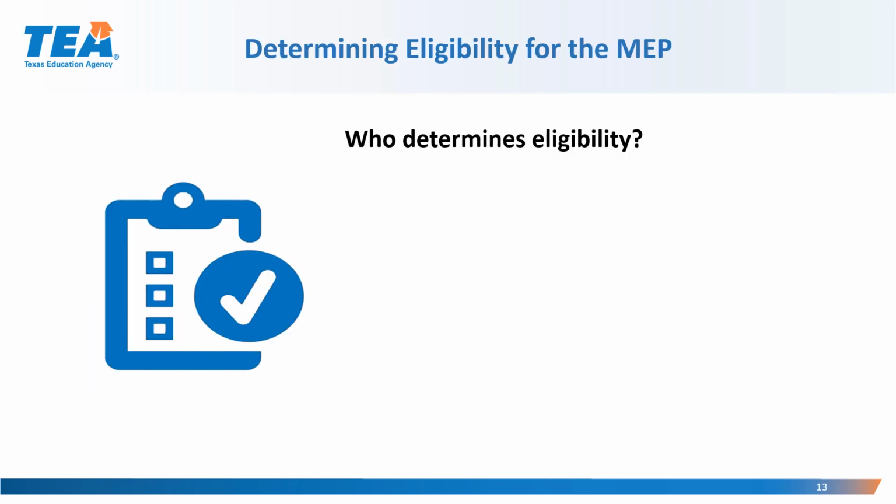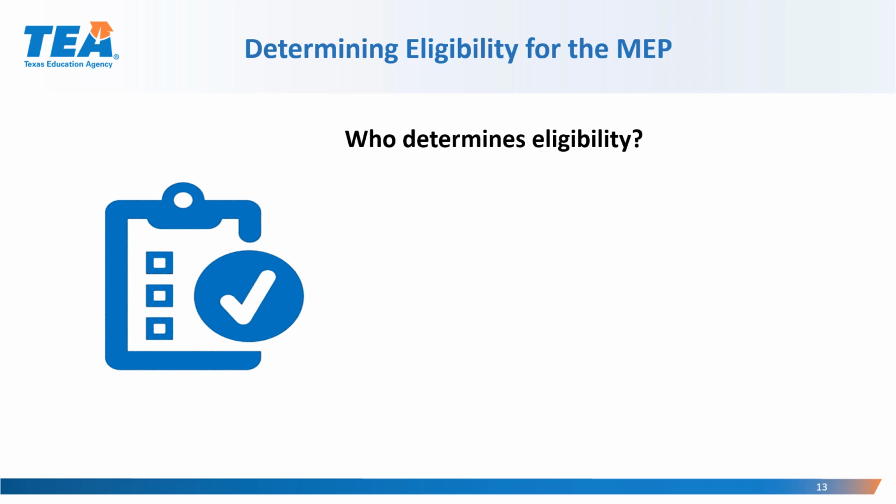Determining eligibility for the MEP. Who are the recipients of Title I Part C services? The first step needed before we begin the process of serving children with Title I Part C funds is determining who is eligible for the program. We begin by identifying who may be a migratory child. Then a determination of eligibility for the Migrant Education Program must be made.